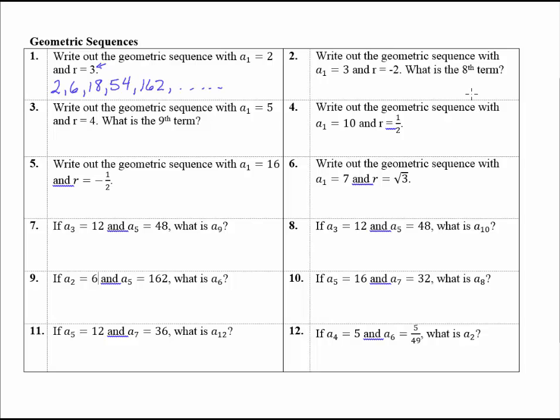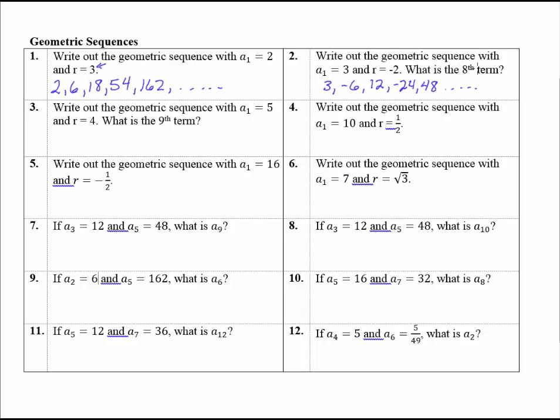Good. Number 2, write out the geometric sequence with a1 equals 3, and the ratio is a negative 2. That means we're going to times by a negative 2. Times by a negative 2 makes it a positive 12. Times by 2 makes it a negative 24. Times by 2 makes it a positive 48, and so on and so forth.